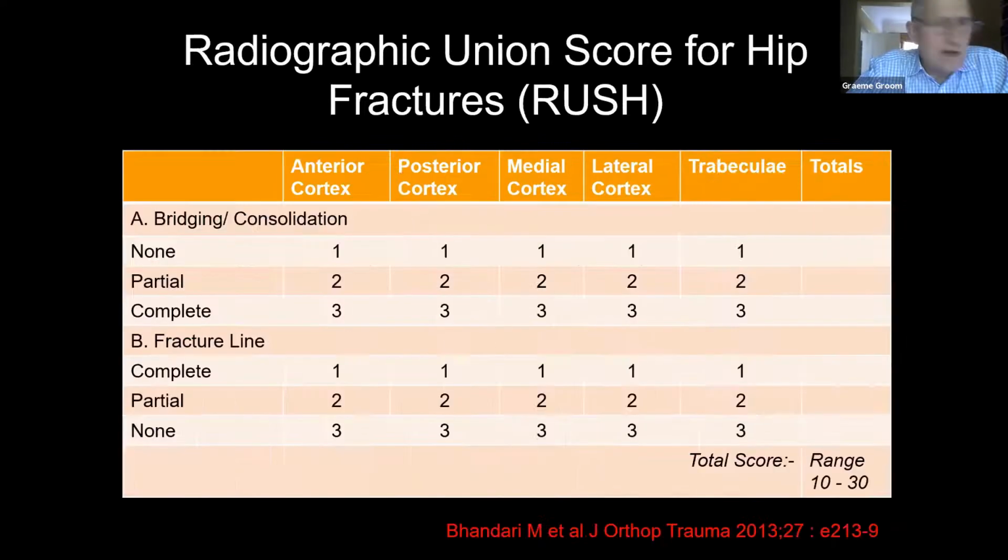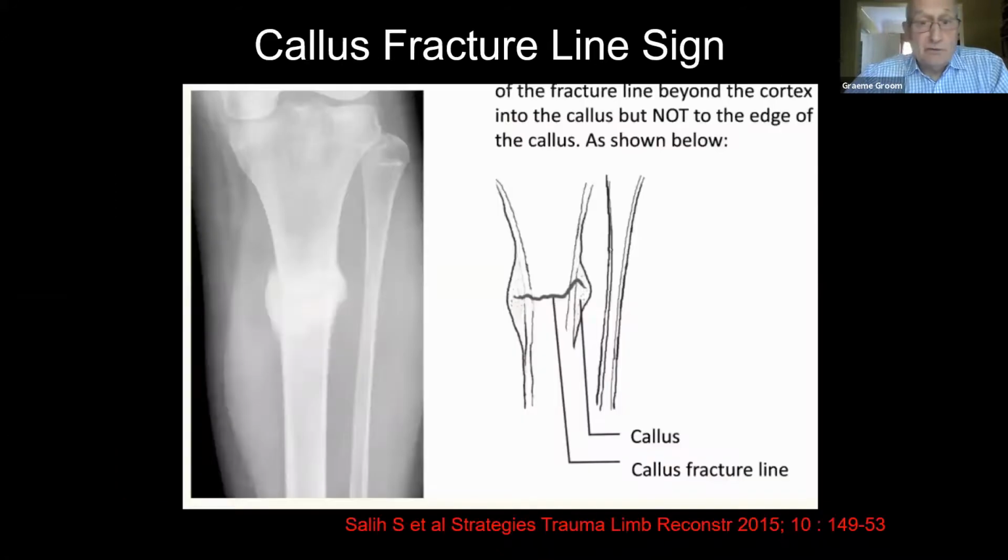And David also introduced a radiographic union score for hip fractures. I have to say I've never seen either of these quoted in radiology reports, but they are published and they may well have their value. This also refers to bridging and consolidation and to the visibility or otherwise of the fracture line. And it's slightly more complicated with a total score of between 10 and however much that is, 24. So there exists the possibility of scores for fracture healing and therefore for fracture healing reporting.